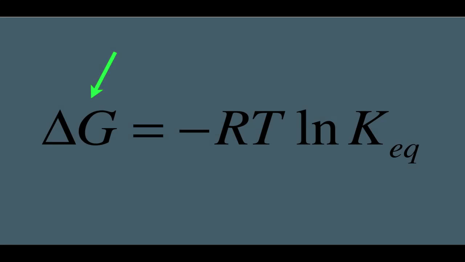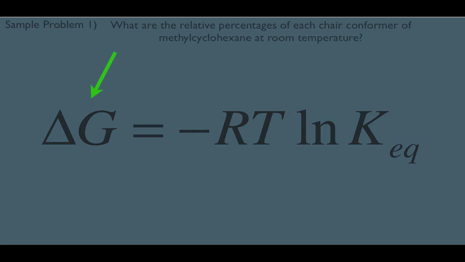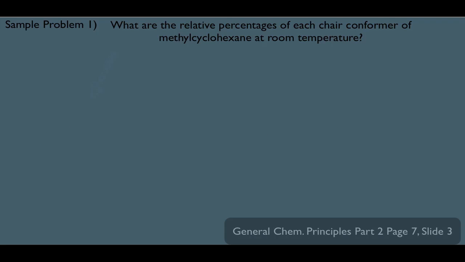Now, just to give you an idea how this stuff will help us in organic chemistry, let's combine it with something that we learned before. We can actually use these concepts to solve this problem. And this problem is asking you, what are the relative percentages of each chair conformer of methyl cyclohexane at room temperature? So let me walk you through how to solve this problem and notice the equations that I use.